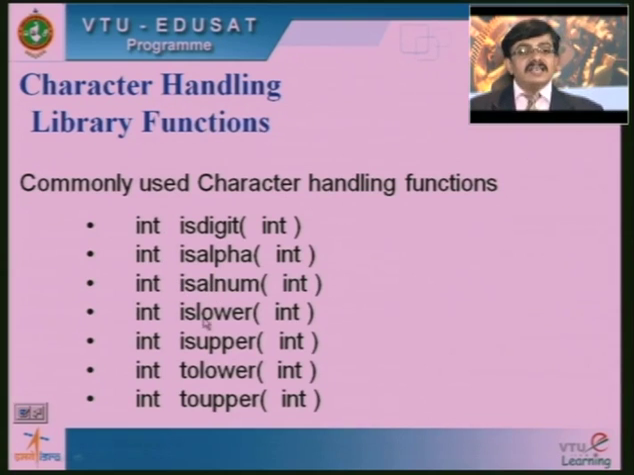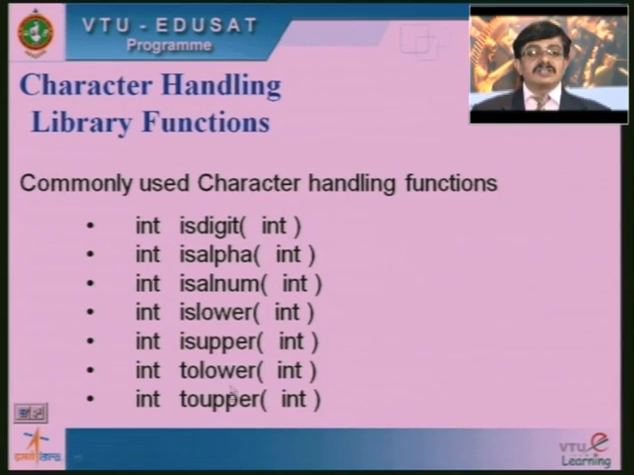Then we have islower. What this function does is, if I give an uppercase letter, it returns 0 because the character is not a lowercase letter. If I give a lowercase letter, the function returns 1, stating that the character is a lowercase letter. Similarly, isupper confirms whether the given character is an uppercase letter or a lowercase letter.